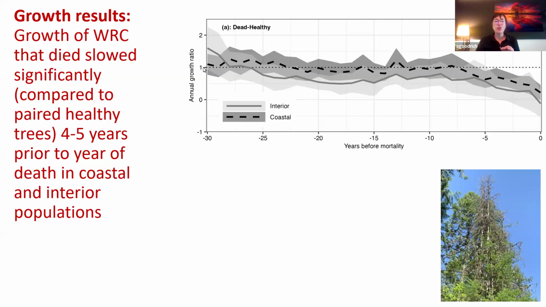So if the growth ratio is 1, it means that the trees are growing similarly. So those dead trees were growing similarly to the healthy trees, as long as that mean kind of hovers around that ratio of 1. And so what Robbie found when he looked at the growth data of trees that died and compared them to healthy trees is that the trees that died were growing significantly slower or less 4 to 5 years prior to the year of death in both the coastal and interior population. And that's what you see when these lines dip below the 1 in the past 4 or 5 years.